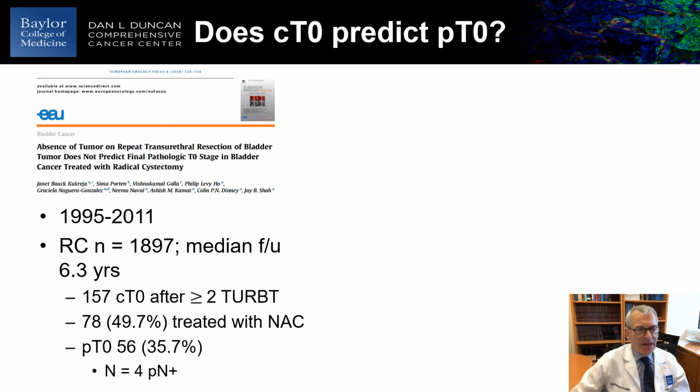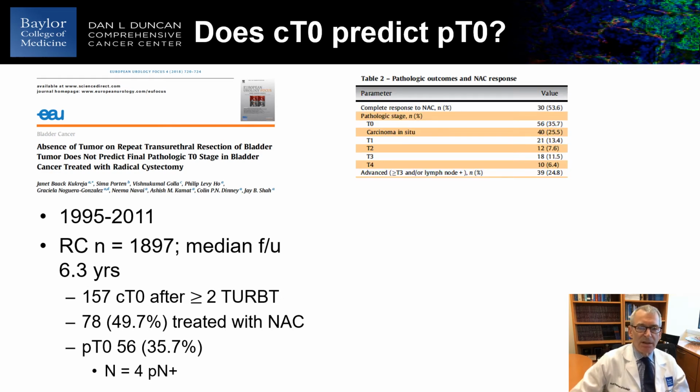So this is another nice study from MD Anderson of patients accrued over about a 16-year period, a very large number of radical cystectomies with long median follow-up, and they had 157 patients who were clinical T0 after 2 or more TURBTs. About half of those patients had been treated with neoadjuvant chemotherapy, and about a third were PT0 at radical cystectomy, and among those 4 were pathologically node positive. So this is a table describing the pathologic outcomes and response to neoadjuvant chemotherapy. And if you look at the roughly quarter of the patients who, remember these were cT0, that ended up being muscle invasive bladder cancer, and a significant number of patients who ended up having extravesical disease or node positive disease, suggesting again some of the challenges with clinical stage T0.